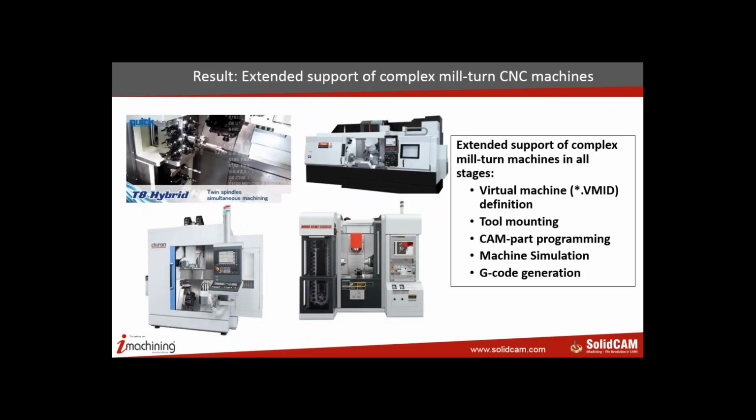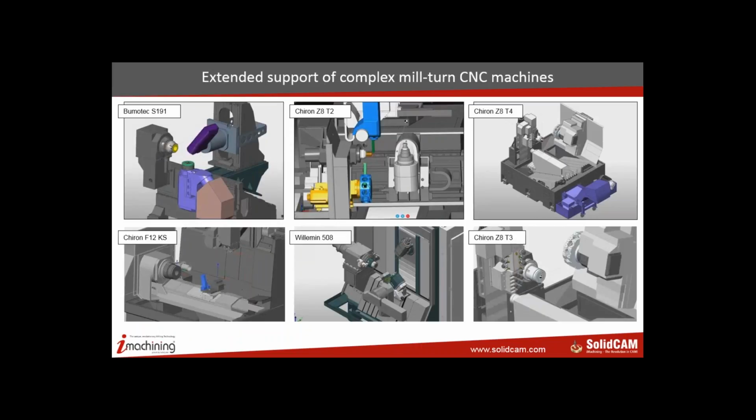What this all adds up to, as I say, is what we call our advanced mill turn solution, extended support of complex mill turn machines in all different stages, as you can see there. We've got a few examples of different configurations of different types of machines. They're all mill turn machines, but as you can see, they are completely different styles of machines. What's a lathe and what's a milling machine these days? They all seem to merge into one thing, don't they? So there are a few examples of our graphic interface set up for different scenarios and different types of machines.